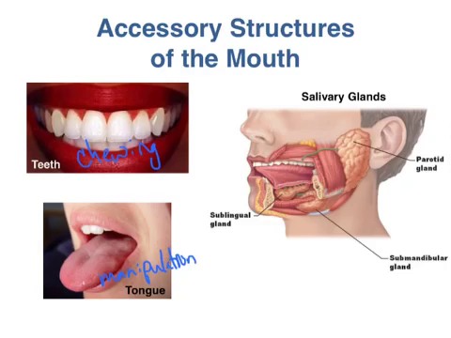The other accessory structures that are around the mouth are the salivary glands. And the salivary glands, of course, produce saliva. Saliva moistens and compacts food. It also dissolves molecules so that you can taste them. People that have dry mouths that don't make enough saliva often complain of food tasting funny because they can't taste as well if it's not moist. Saliva also contains enzymes that begin the chemical digestion of food.